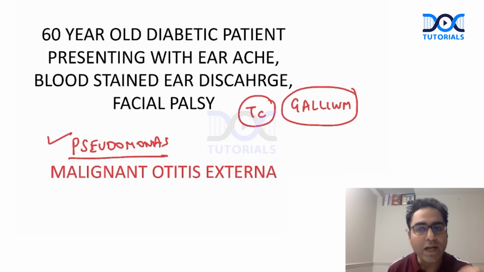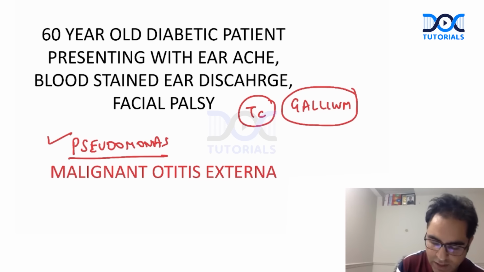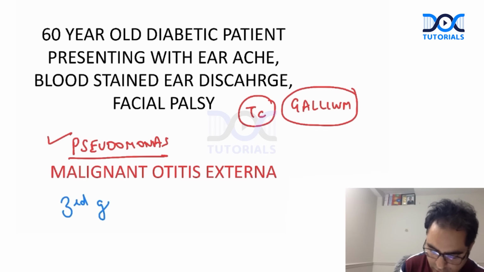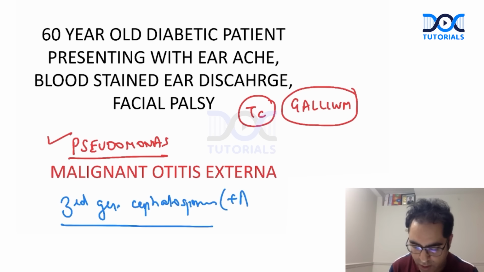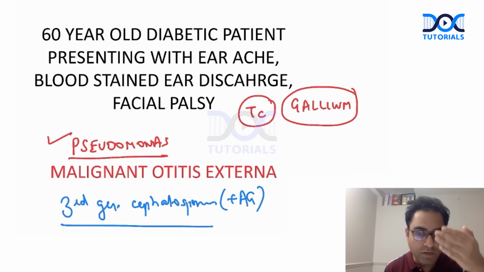What is the drug of choice for this patient? The drug of choice will be 3rd generation cephalosporins, preferably along with aminoglycosides. Please see the question carefully. Generally, they give 3rd generation cephalosporin as the choice, but in reality, for Pseudomonas, we give a combination antibiotic. So 3rd generation cephalosporin with aminoglycoside combination is a better answer than 3rd generation cephalosporin alone.